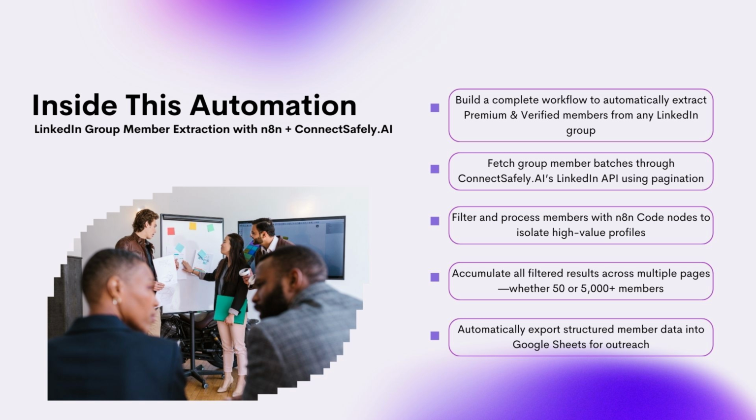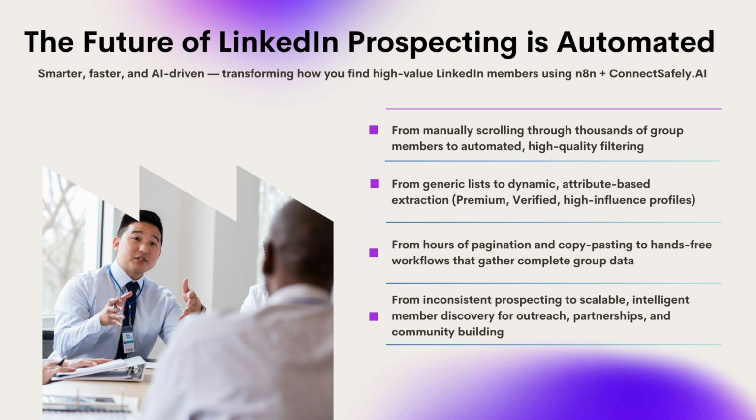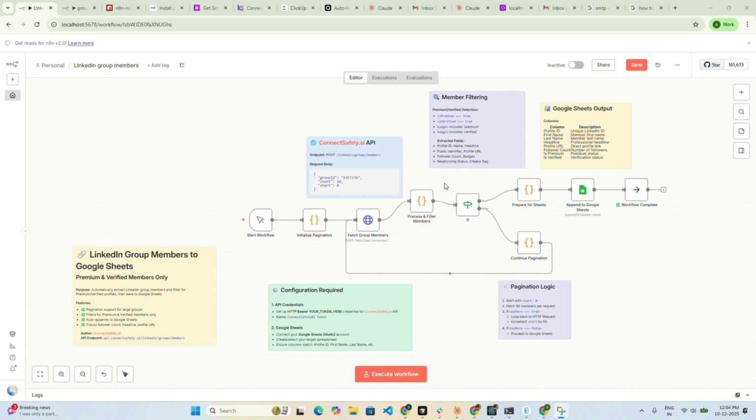What if I told you there's a way to automatically extract only the premium and verified members from any LinkedIn group and dump them straight into a Google Sheet, ready for outreach? That's exactly what this n8n workflow does. And today, I'm going to walk you through every single node so you can build this yourself. Let's dive in. So where would you actually use this?